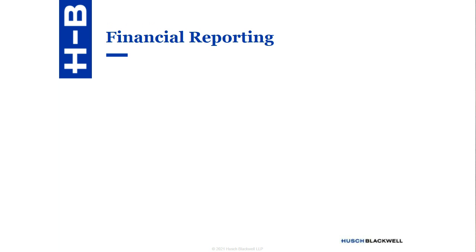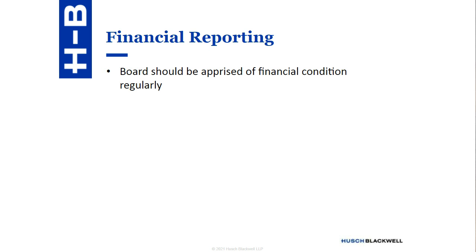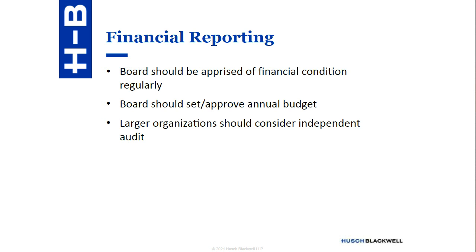So with respect to financial reporting, the board should be apprised of the financial condition regularly. How often should this be done? Monthly? Quarterly? Depending upon, I guess, the situation of the board and what is going on with the organization. This is where having a good finance committee and perhaps chair of that finance committee is crucial to help guide the board through some of the financial issues. The board should set and approve an annual budget. And larger organizations should consider an independent audit, which is actually required in certain situations by states or fundraisers, and sometimes the federal government if the organization receives sufficient funds. Now, 54% of nonprofit organizations have an audit committee, which is an indication how important that can be.